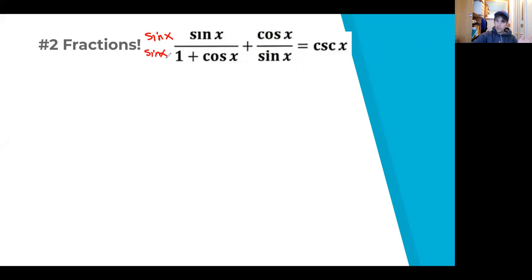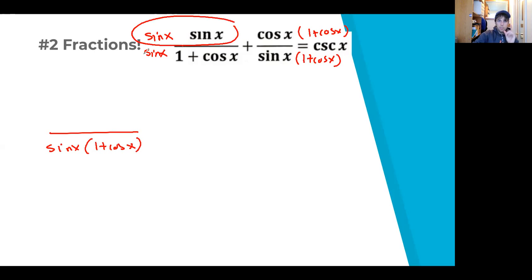That's the way I get sine x times 1 plus cosine x. And then this one I'm going to multiply by 1 plus cosine x over 1 plus cosine x. That way I get the same denominator: sine x times 1 plus cosine x. I'm going to leave my denominator factored out, and do a little bit of work here before I go writing things out. Here I end up with sine x times sine x, which is sine squared. And then here I have to distribute this, and I get cosine x plus cosine x times cosine x, which is cosine squared.